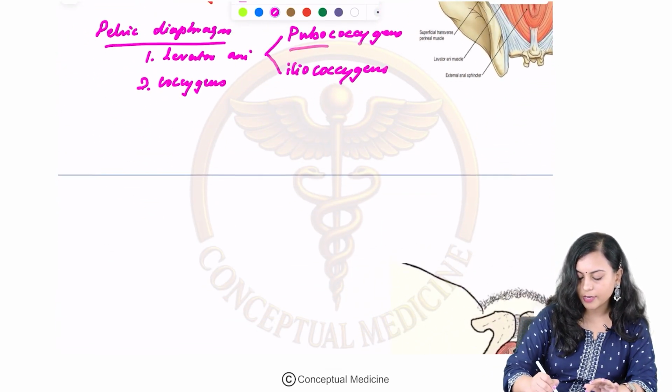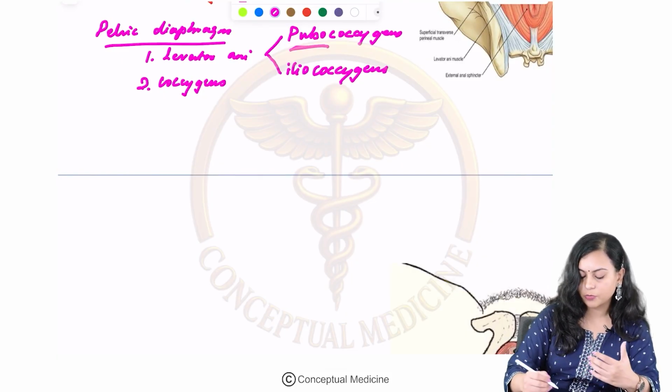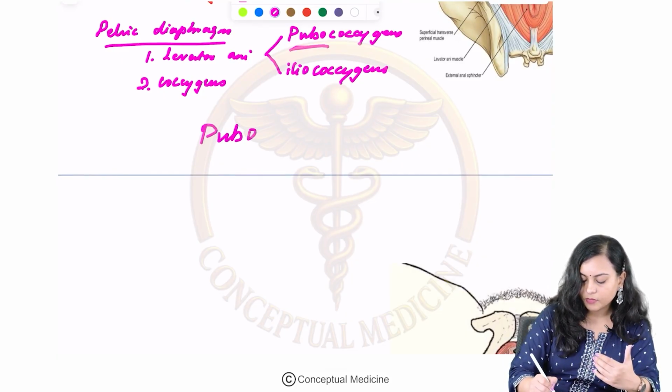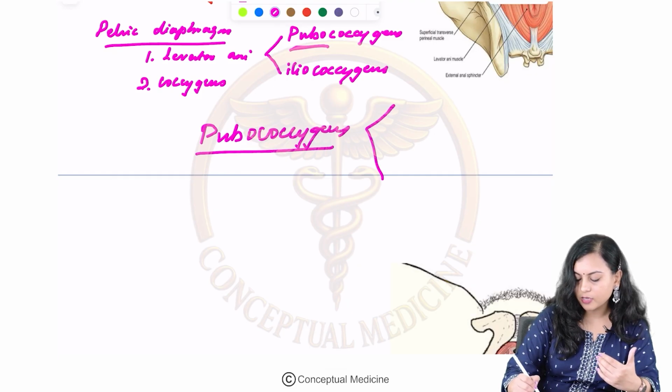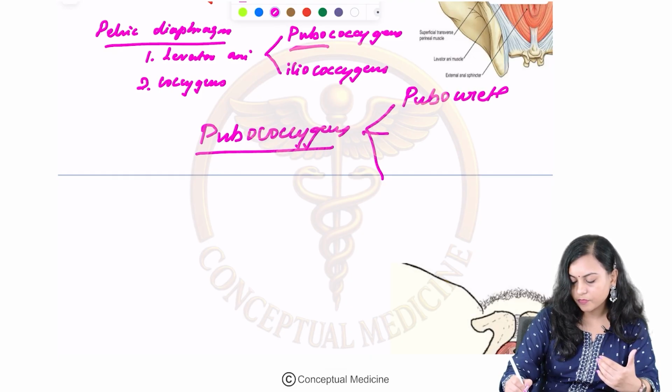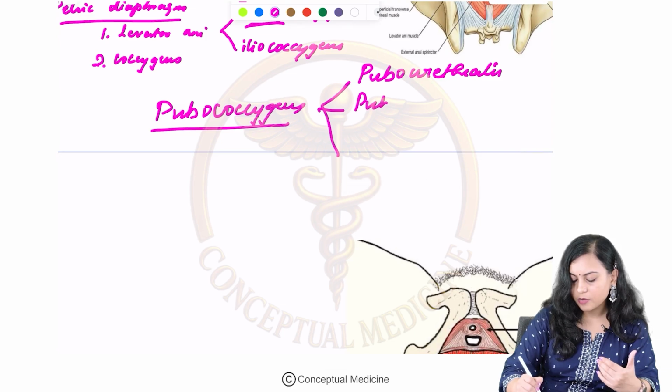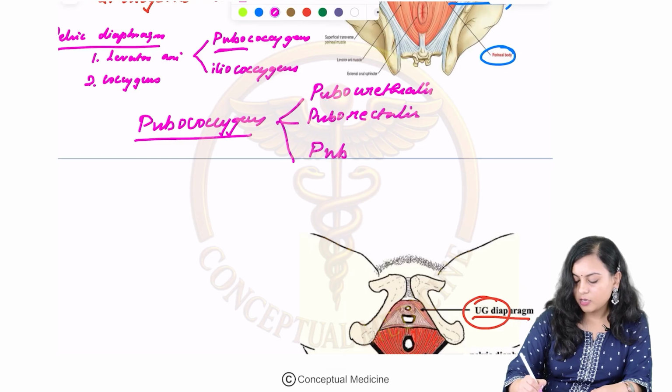So, depending upon the location of the pubococcygeus, whether it is surrounding the rectum or anus or the urethra, it is further known as pubourethralis if it is surrounding the urethra, puborectalis if it is surrounding the rectum, and pubovaginalis.